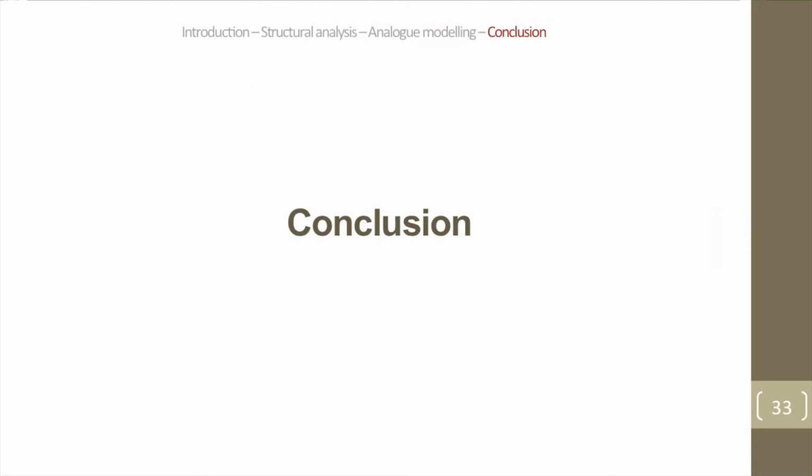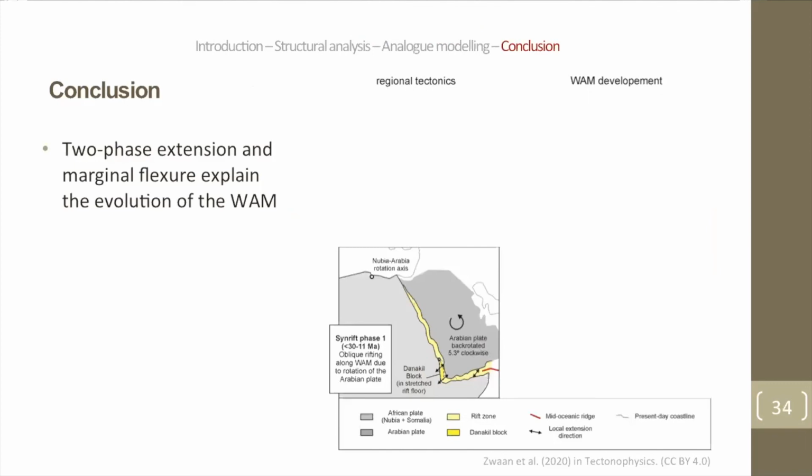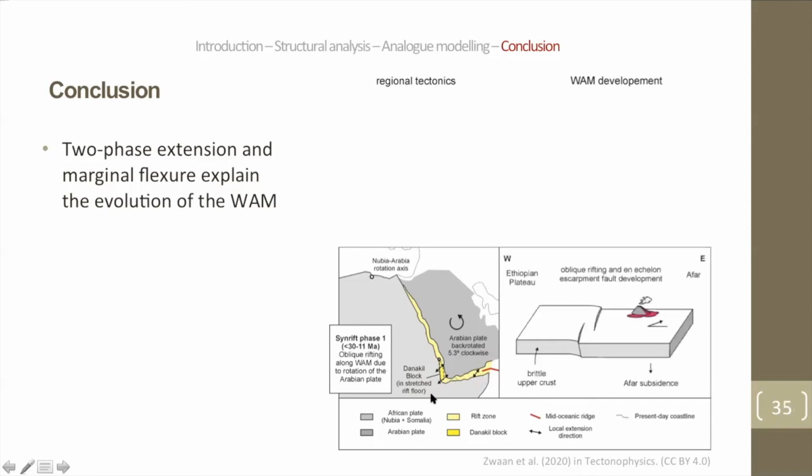Now, with the structural analysis done and also the analog modeling complete, we can bring everything together in order to have a complete scenario for the evolution of the Western Afar Margin. So as a conclusion, we can say we need the two-phase extension and the marginal flexure to explain the evolution of the Western Afar Margin, which is illustrated in this figure here, where we first start with the rotation of the Arabian plate, causing oblique extension along the Western Afar Margin.